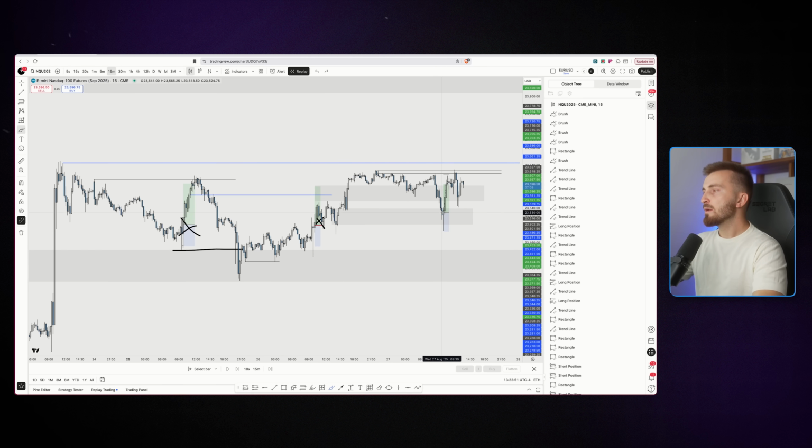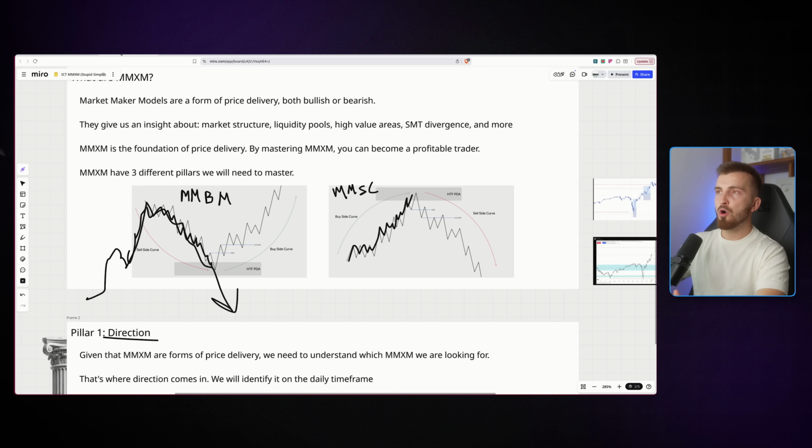And so for me, I always like to target internal range liquidity. And in this case, I actually made a mistake, but I still was able to make close to $10,000 just this week, putting me one step closer to profiting over $1 million from the market. Now, you can see that all of these were the exact same thing, which were market maker buy models.